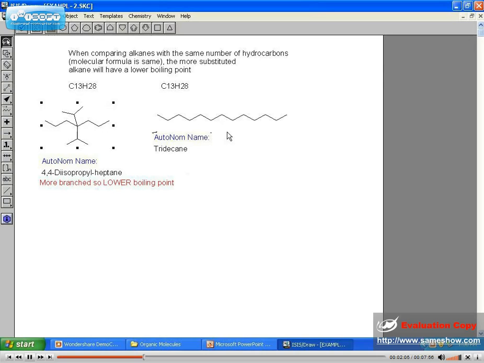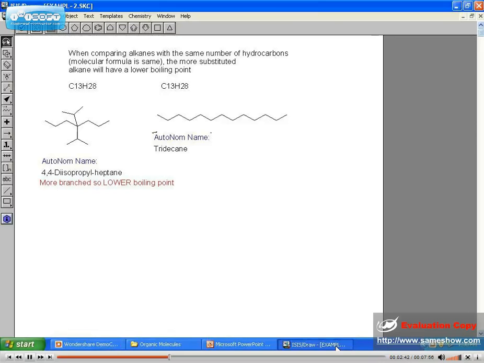Compare this one to this 13-carbon chain called a tridecane. So they have the same molecular formulas. They are different structural isomers, but notice how the example on the left is more branched. It has more branches than the one on the right. The one on the right is spread out. So here's the rule. The more branched it is, the lower the boiling point. We really explain why this occurs in the chapter 3-4 slides, but for right now this is a property you're going to have to memorize.